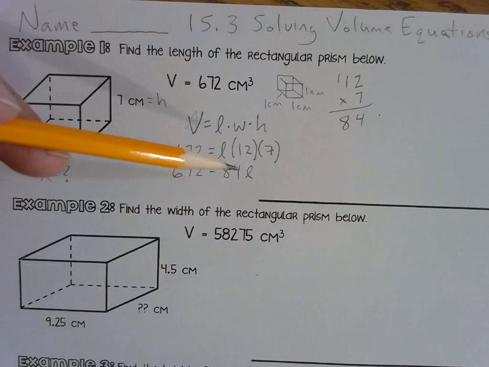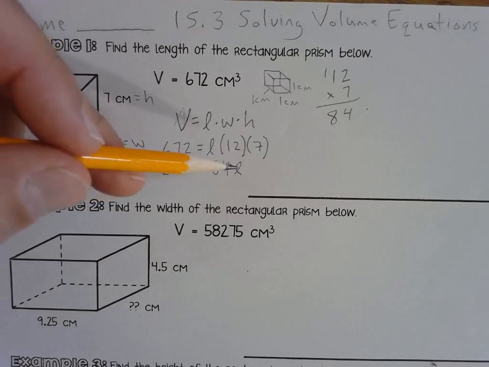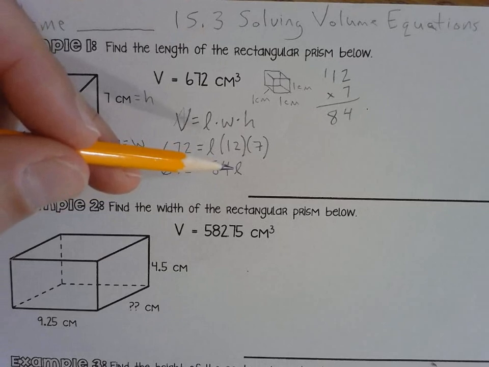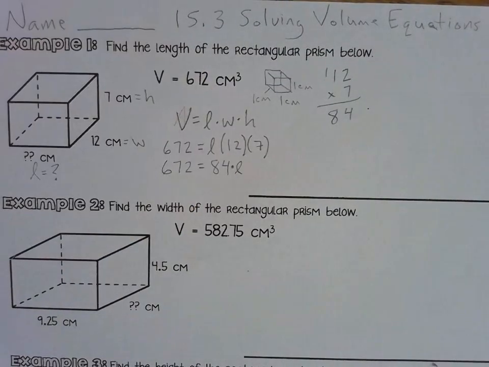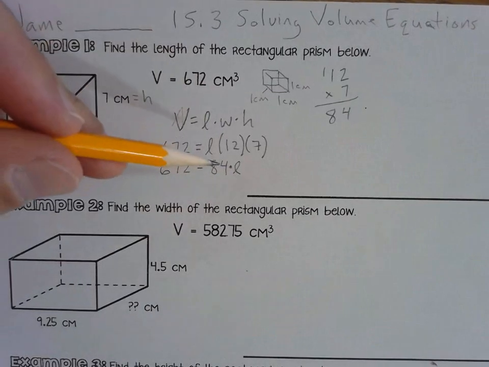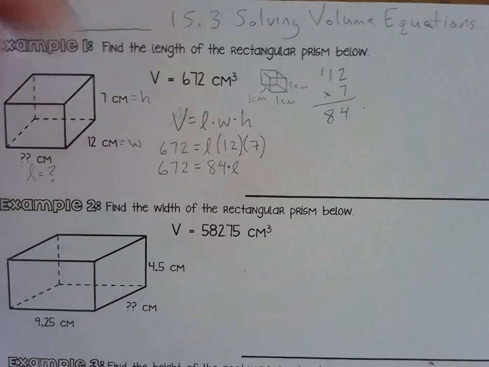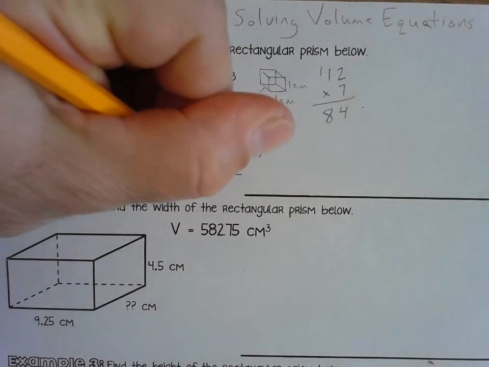When you see 84 times L is equal to this, remember guys, this is multiplication going on between the two, even though there's no dot there. We can put a little dot there. We want to do the opposite to both sides of the equation to get the L by itself so we know what L is equal to. So you want to divide both sides by 84.